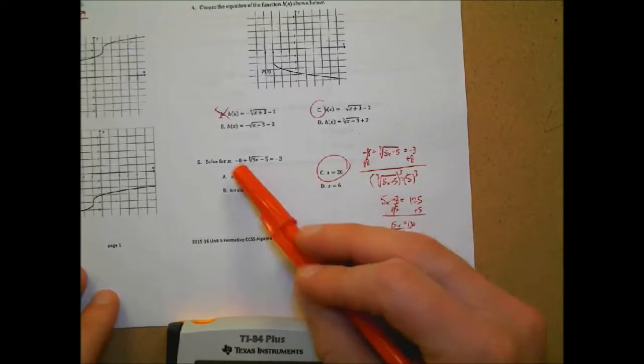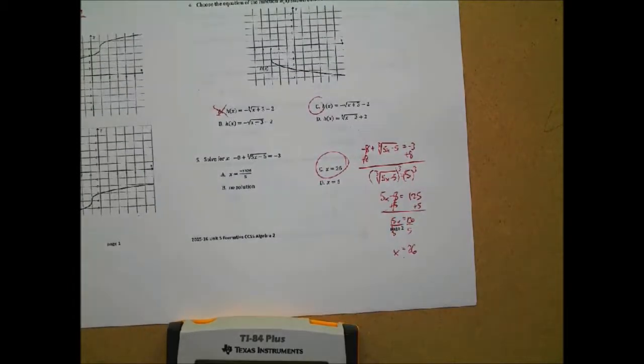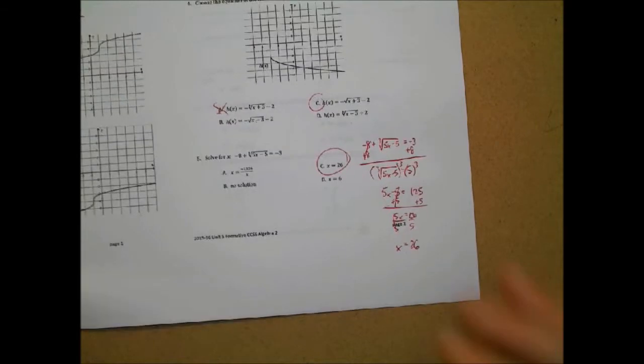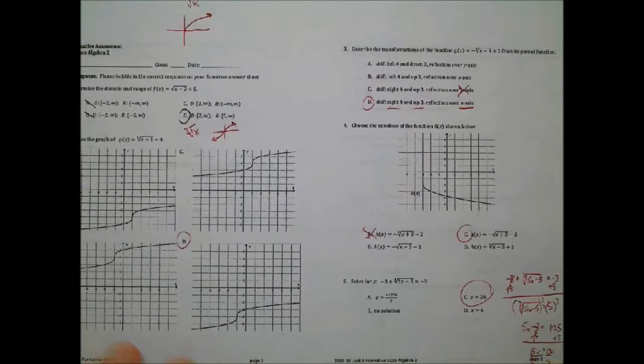Negative 8 plus 5 is negative 3. So check, 26 works. Okay? Questions so far on 1 through 5? All right, so now that's 5 questions.